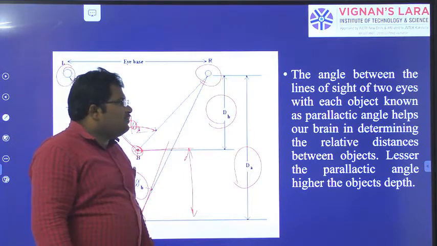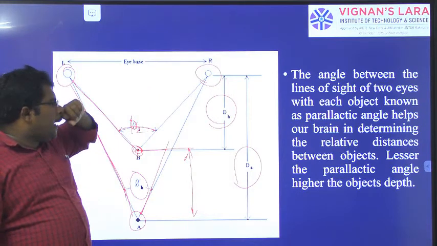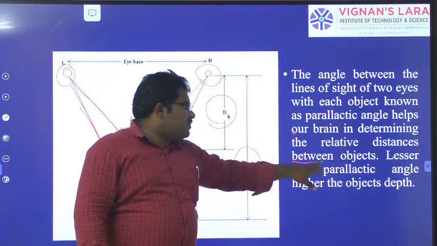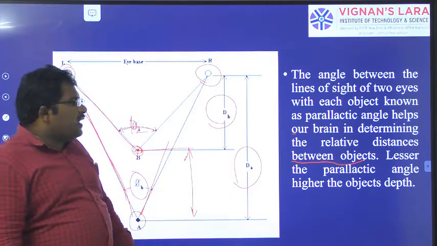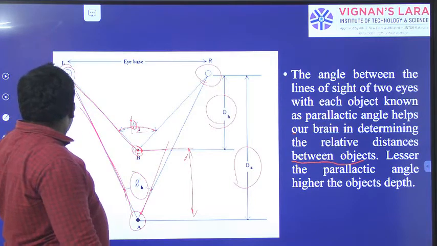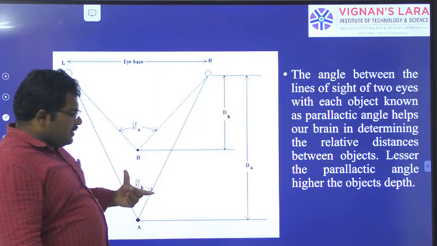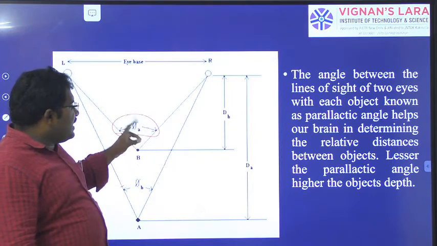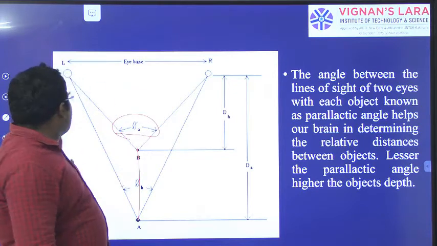The angle between the lines of sight of two eyes with each object, known as the parallaxic angle, helps our brain to determine the relative distance between objects. So the lesser the parallaxic angle, the higher the object depth, right? You can see in this figure, if a greater angle is there, that is lesser height. If a lesser parallaxic angle is there, the object is higher. That means more height will be there. That's what we can conclude from here.